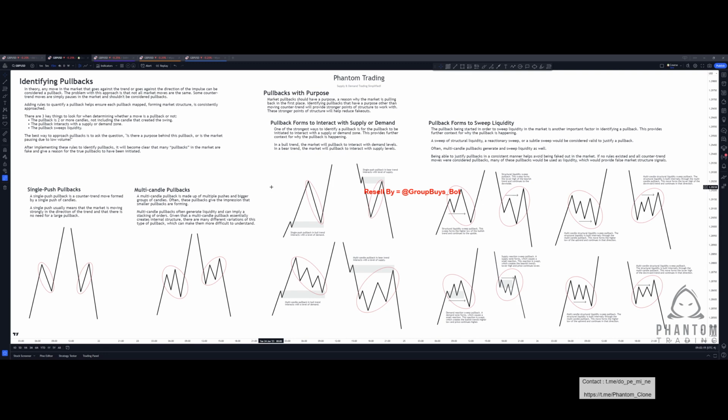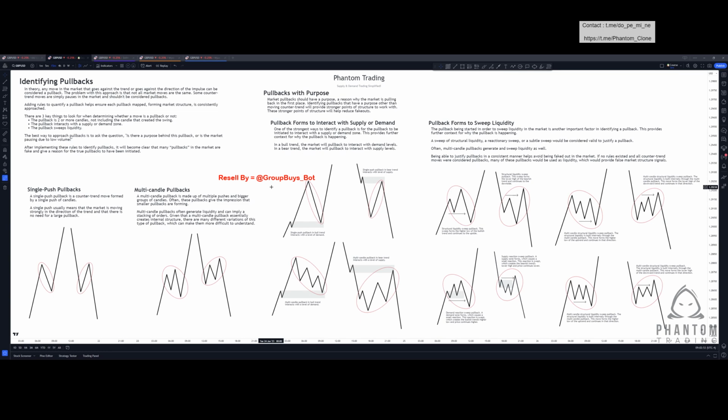So in theory, any move in the market that goes against the trend or goes against the direction of the impulsive phase can be considered a pullback, as we've discussed. The problem with this approach is that not all market moves are the same. Some counter trend moves are simply pauses in the markets and shouldn't be considered pullbacks. Adding rules to quantify a pullback helps us ensure that each pullback mapped forming market structure is consistently approached.